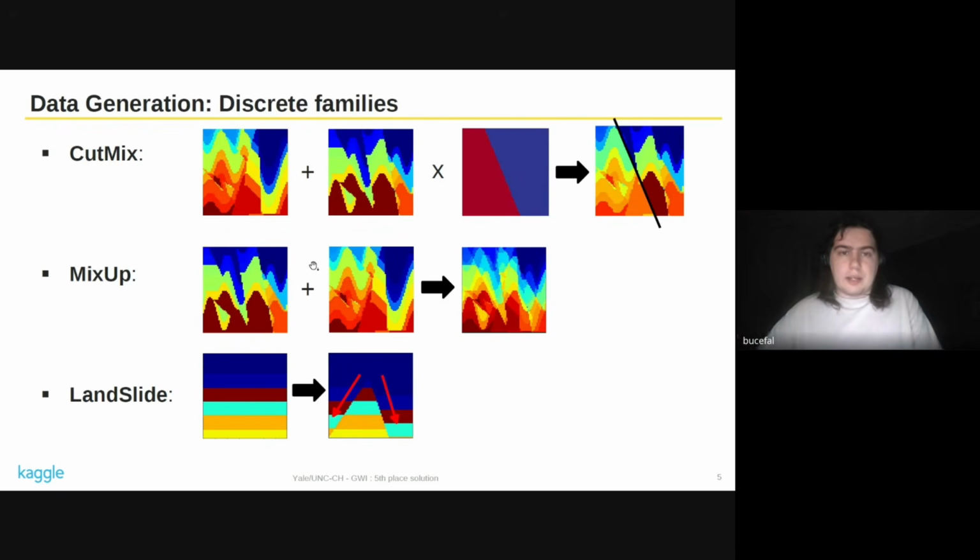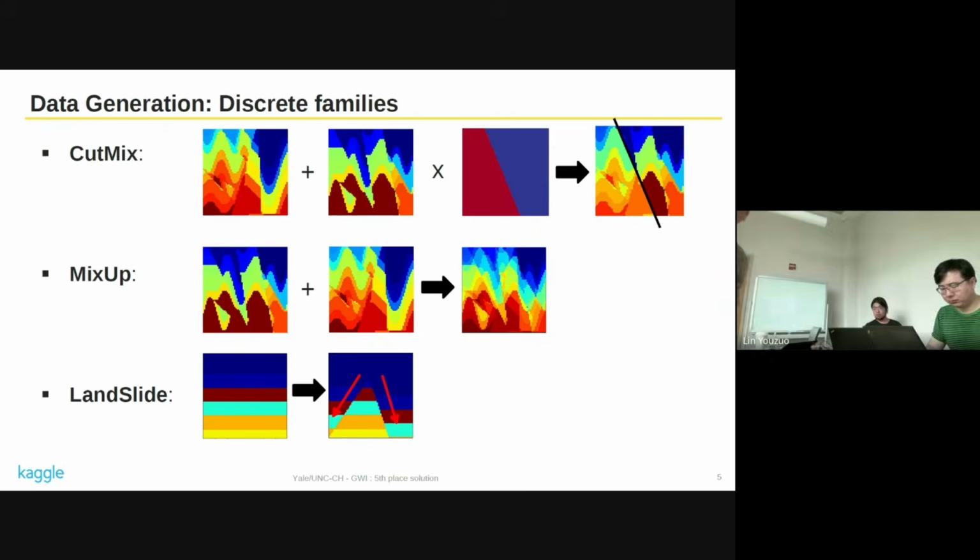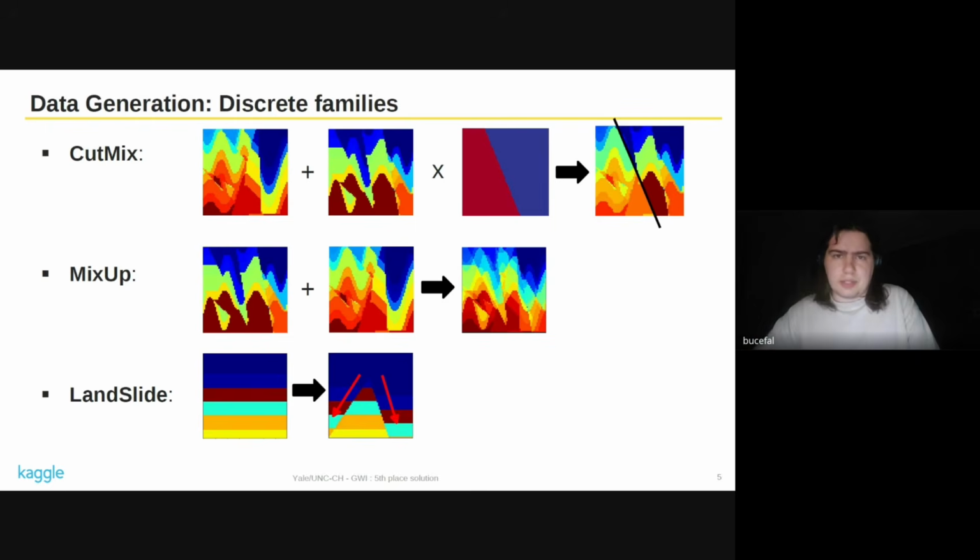For example, the most efficient ones were cutmixes and mixups. We also implemented lens effects, as you can see on the screen. And so, we created a lot of additional data, like 8 or 10 times more than the competition data set. And by that, I mean OpenFWI.